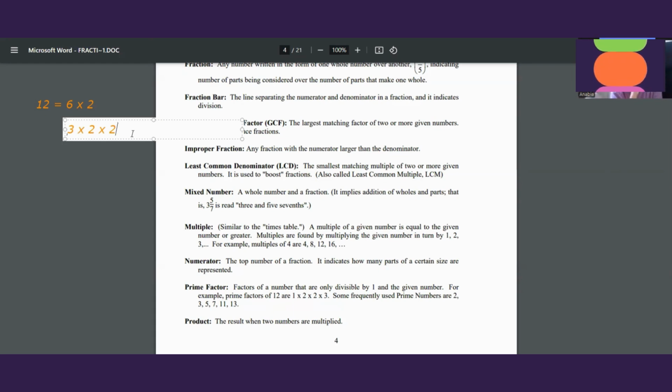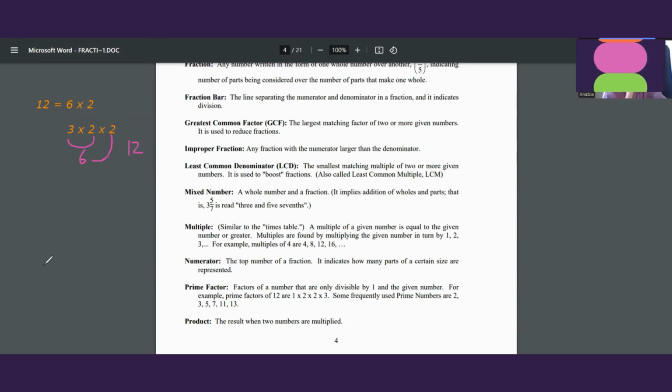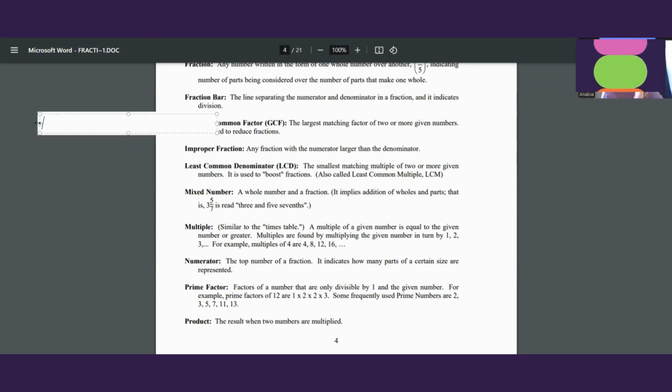Getting it? Yeah. This 3 times 2 gives you 6, and then 6 times 2 equals 12. This is how you do the prime factorization of numbers. I'm going to give you another number, 36. Now, your task is to tell me the prime factorization of 36.